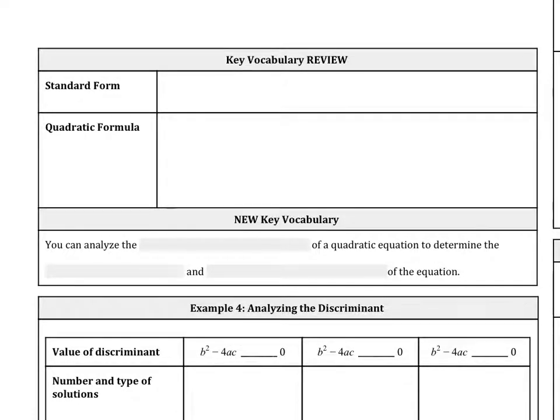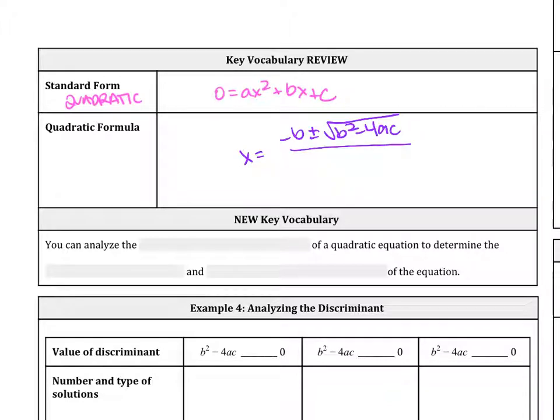Chapter 3.4, Day 2, we're looking at the quadratic formula, and today we're specifically going to focus on the discriminant. So remember the standard form of a quadratic, because I know there's lots of standard forms, but we're looking at 0 equals ax squared plus bx plus c. That helps us with the quadratic formula. x equals negative b plus or minus the square root of b squared minus 4ac all over 2a.